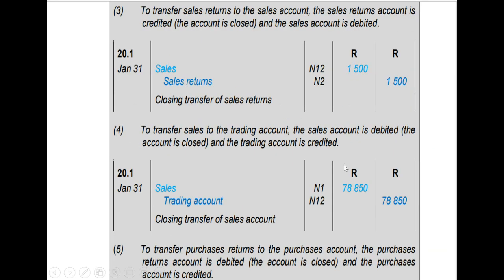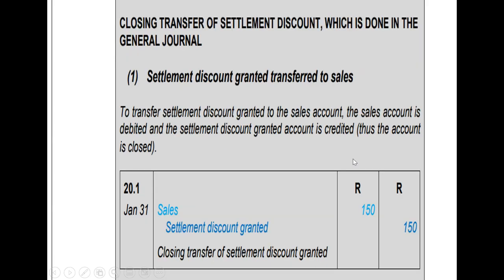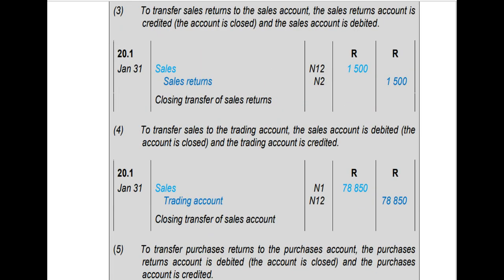But here, I'm not quite sure what happened with this figure here because it will have led to a reduction. Okay, then we'll have what? You debit your sales and you credit what? Your trading account. So first thing, close off those two to your sales account, and then after that, you close off the net sales towards your trading account.